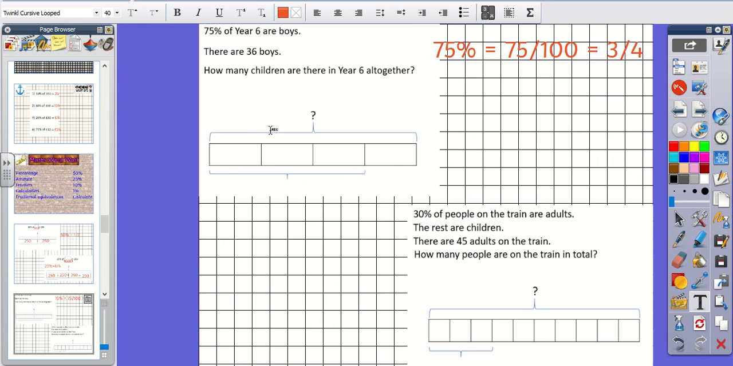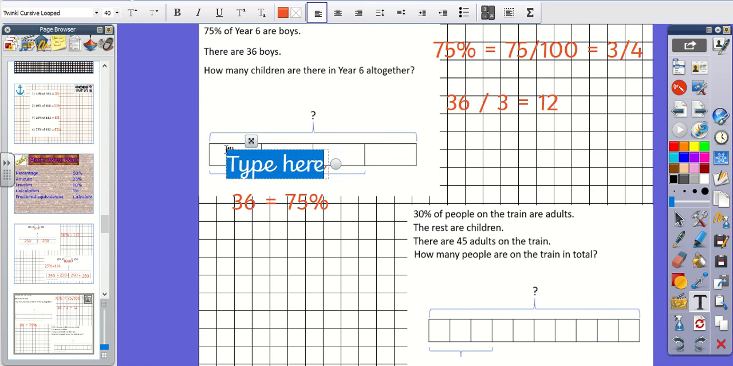Now, there are 36 boys across the 3/4. So we need to do 36 divided by 3. We know that there are 36 boys in total, okay? 75% is 36. So 36 divided by 3, because there are 3/4 of boys, so 36 divided by 3 is 12.